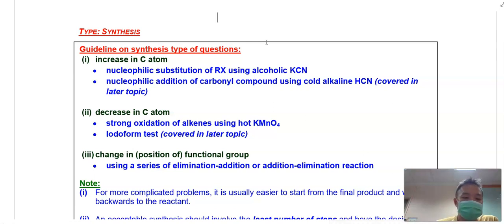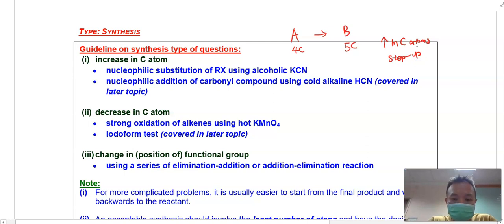Typically, when we see the starting reactant, for example A, maybe it has 4 carbons, and then to B later on we have a 5 carbon chain. This type of reaction, where we have an increase in the number of carbon atoms, is what we consider a step up reaction. Okay, a step up reaction.